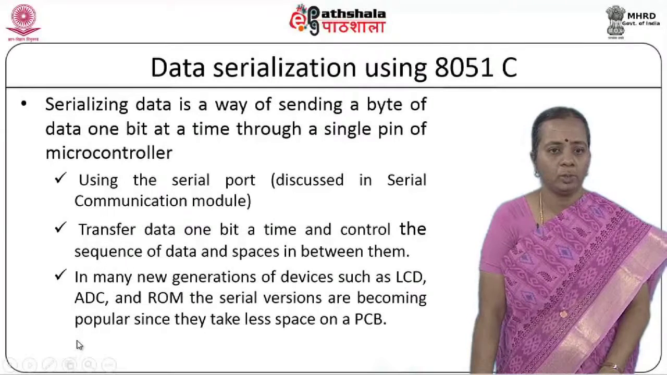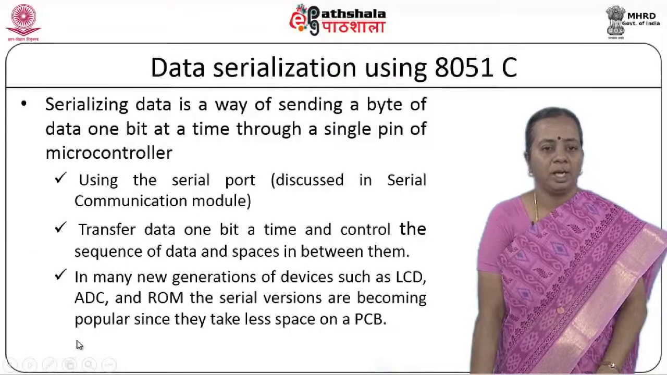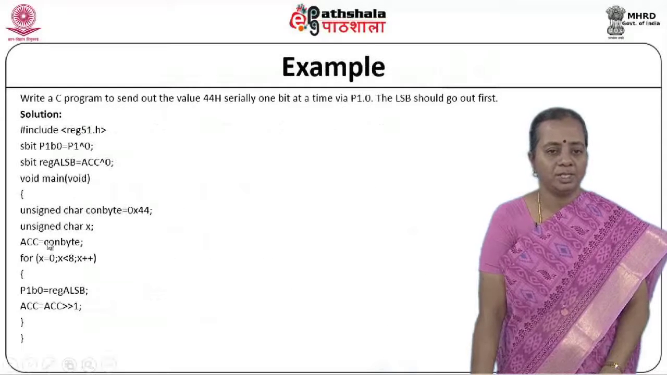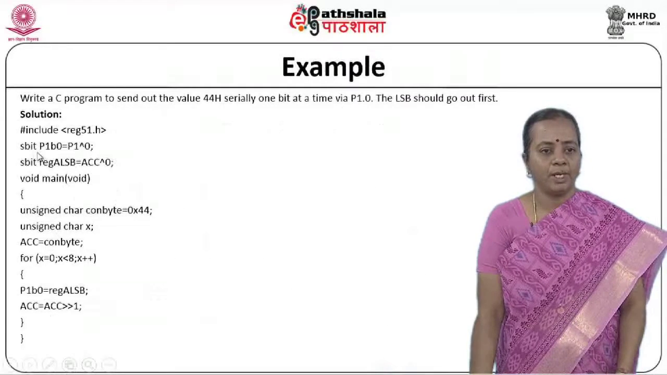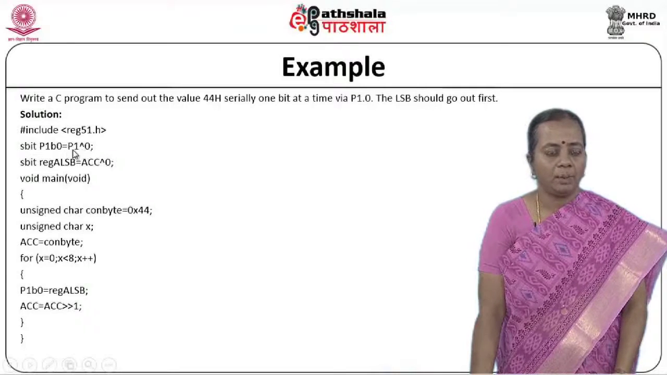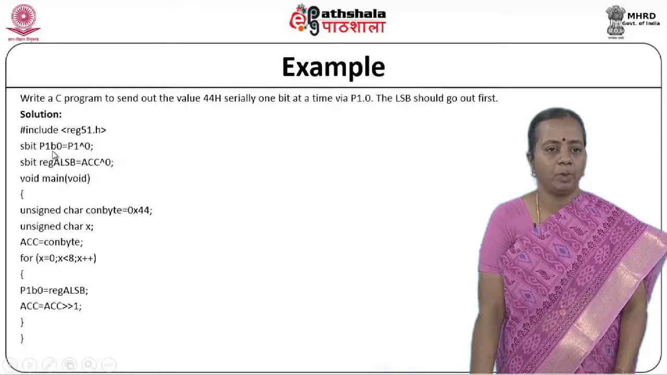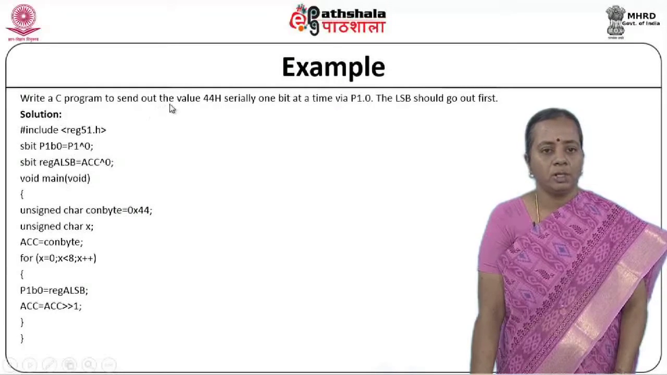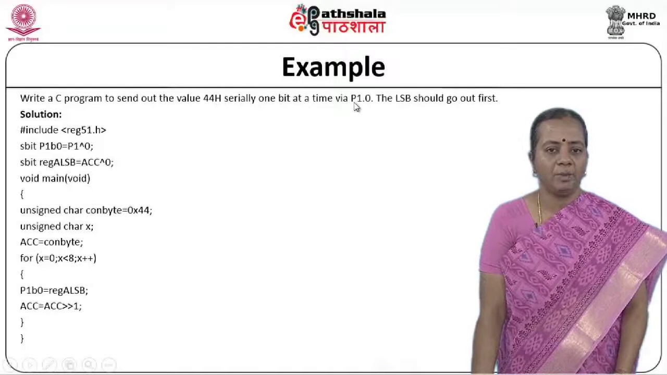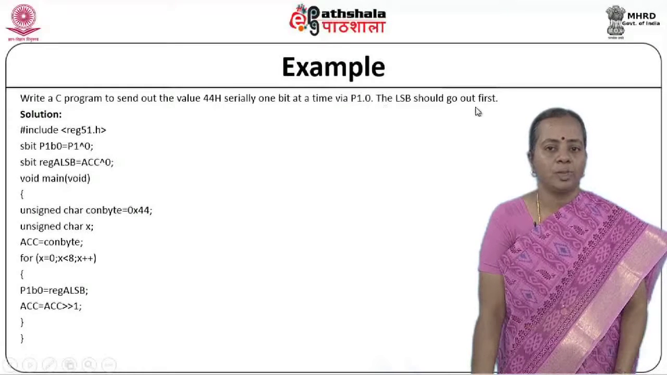When you want to do serialization, that means it can be done very simply through code also. Just see that this is an example where I made it sbit of P1.0. Port 1.0 is given as an sbit variable P1_0. This is code to send out the value 44H serially, 1 bit at a time, through port 1 and 0th pin. So LSB should go first.